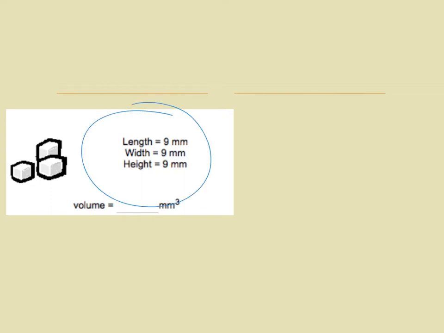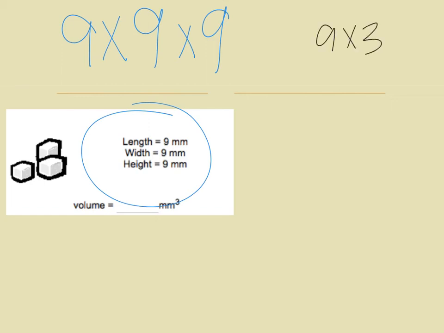All right, length, width, and height. 9 times 9 times 9. I really hope you can see the difference, because this is a very common mistake that I know many of you probably made. You just said, oh, they're all 9. There's 3 of them. 9 times 3. I want you to say to yourself right now, this is not the same thing.